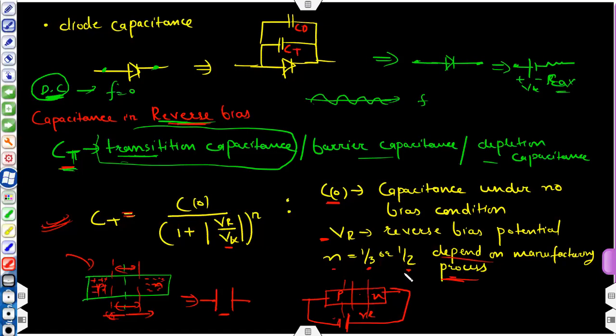It's just a constant. It does not have a name. It will be either 1/3 or 1/2 for silicon. It can have any other value as well, but either 1/3 or 1/2 will be given to you. There is a very exhaustive derivation for this, but that is beyond the scope, so we will ignore that derivation.